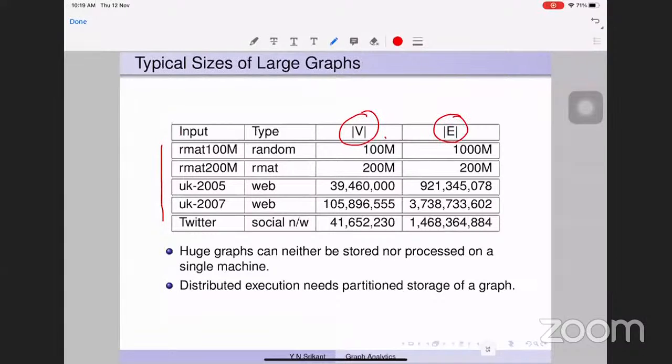So you can see here 100 million, 200 million, right? So this is 39 million. This is 1 billion and 41 million, etc., etc. Here there are 3 billion edges, 1 billion edges, 100,000 million edges, etc. So the problem is such huge graphs cannot be stored or processed on a single machine. Just not possible. What it requires is distributed execution.